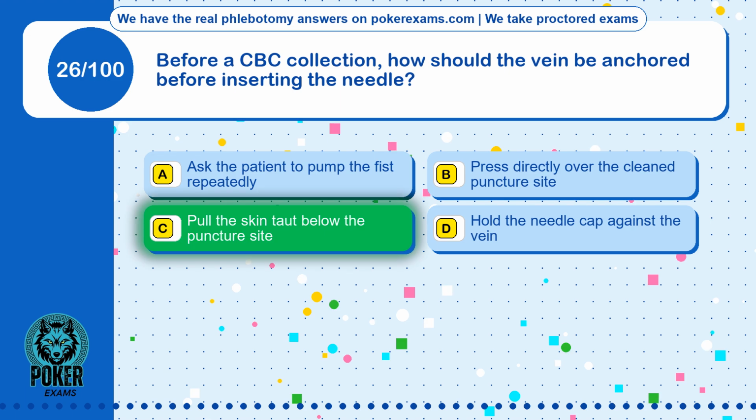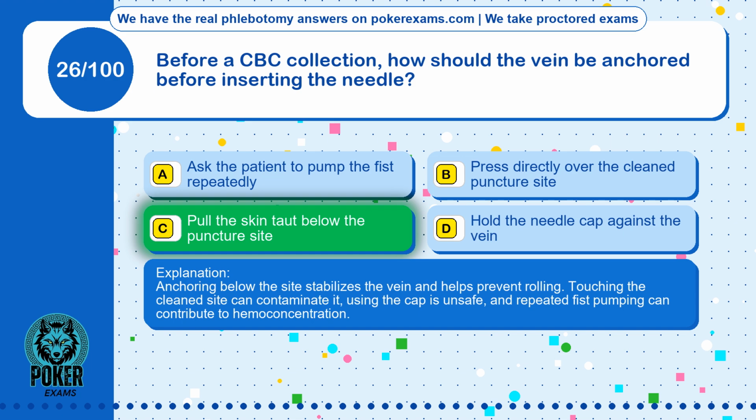The correct answer is option C. Pull the skin taut below the puncture site. Anchoring below the site stabilizes the vein and helps prevent rolling. Touching the cleaned site can contaminate it, using the cap is unsafe, and repeated fist pumping can contribute to hemoconcentration.